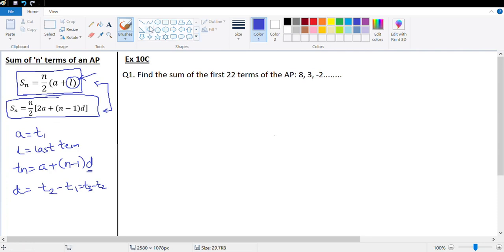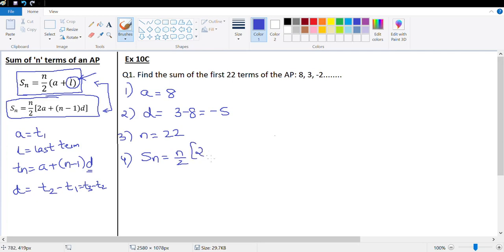It says find the sum of the first 22 terms of the AP 8, 3, negative 2. So here I know the first term is equal to 8. Last term not known. Either I can calculate the last term or I can use my second formula to find the sum. So the common difference is equal to T2 minus T1, in this case negative 5. And the number of terms is given as 22. So we know the sum of n terms is equal to n by 2 times 2a plus n minus 1 times d.